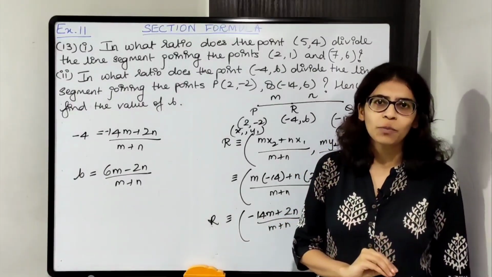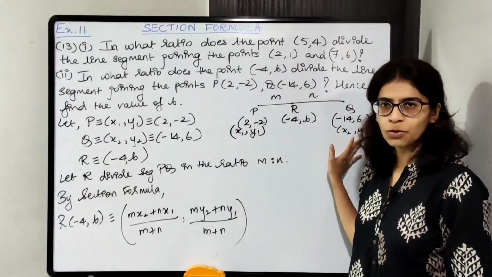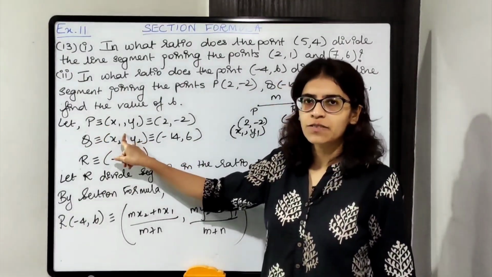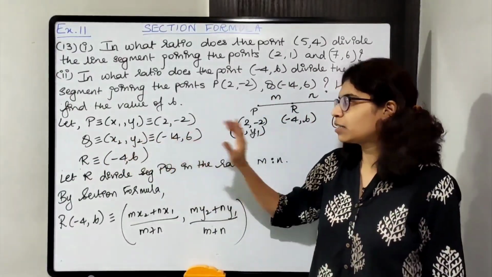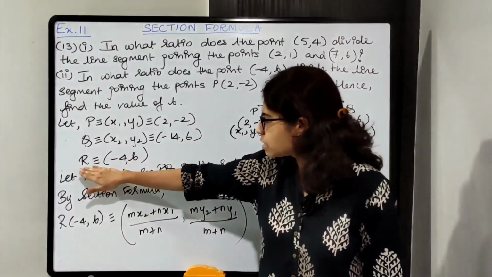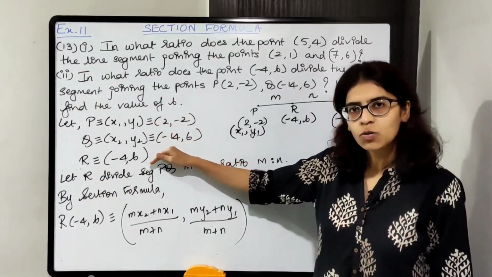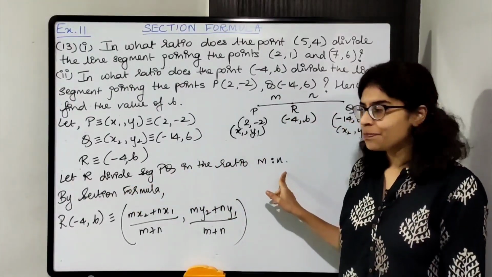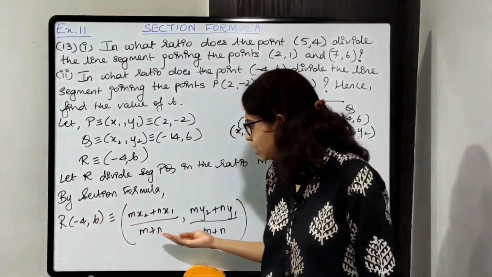First we'll write down the given in proper manner and then solve. First we'll write down the endpoints. Endpoints are considered as x1, y1 and x2, y2. So P we have taken as x1, y1 and Q we have taken as x2, y2. जो point divide कर रहा है that is not named, so we are considering it as R. So R is equal to minus 4 comma B. Write this down. R is dividing the segment in the ratio m is to n, so write that down as well. After this section formula apply कर रहे हैं, so by section formula R का coordinates क्या हो जाएगा?